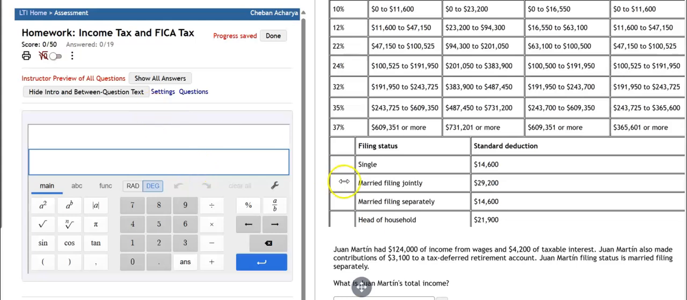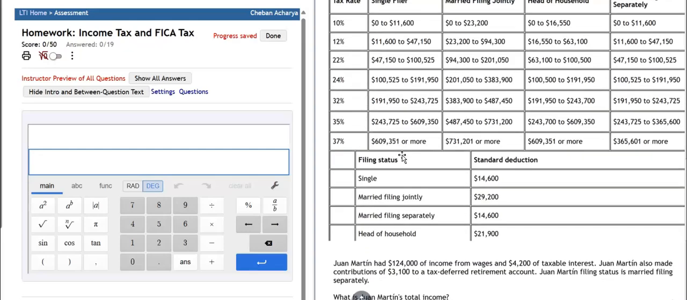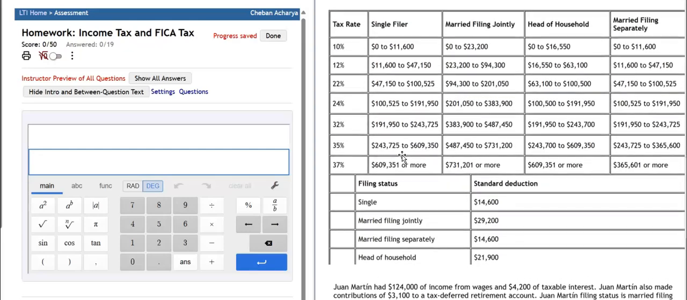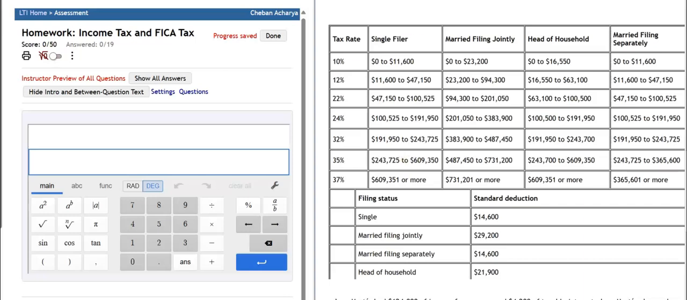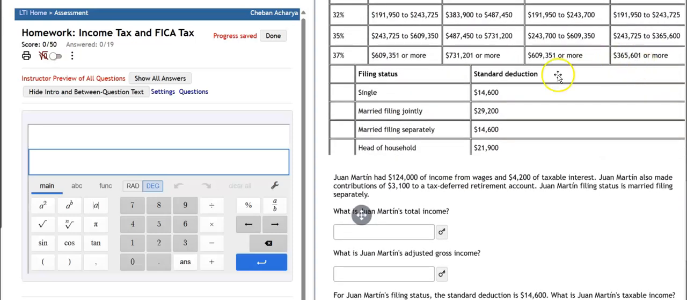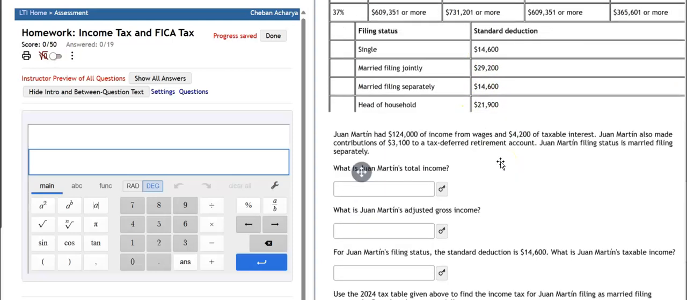Hello. In this video, I'll show you how to calculate income taxes. So here's the question, and this is the 2024 tax table, and here you see this marginal tax rate, and this is the column for different filing status: single, married filing jointly, head of household, and married filing separately. You notice that each status has a different standard deduction. We're going to use that in this question.